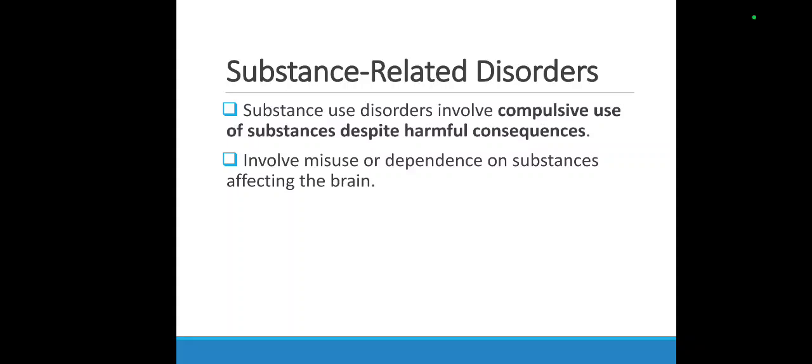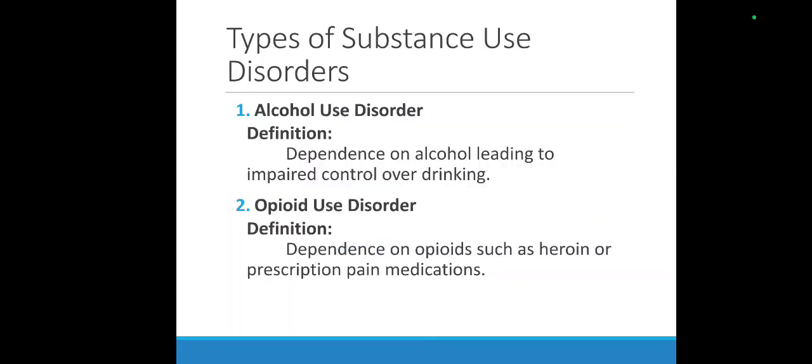So next, let's talk about substance-related disorder or substance use-related disorder. This type of disorder involves compulsive use of substances despite harmful consequences. This may involve misuse or dependence on substances affecting the brain. So what are the different types of substance use disorder?